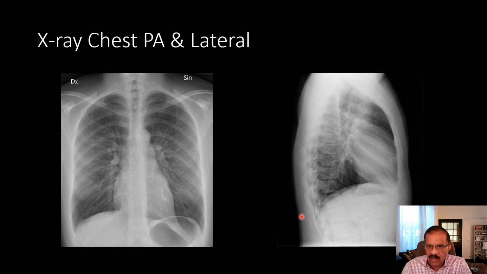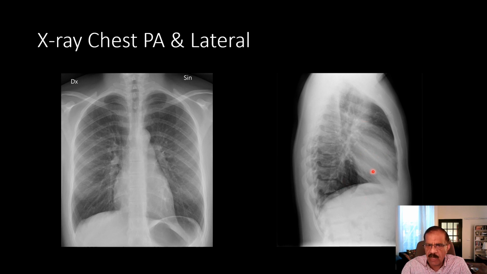Which lateral? There could be a right lateral film, there could be a left lateral film. Now it depends if you have seen some pathology on the PA film and you want to know more about that pathology, especially its exact location. Because if you see an opacity here, you can't really tell if that pathology is in the anterior part or the middle part or the posterior part of the lung. So for that you need an X-ray with the lateral film.